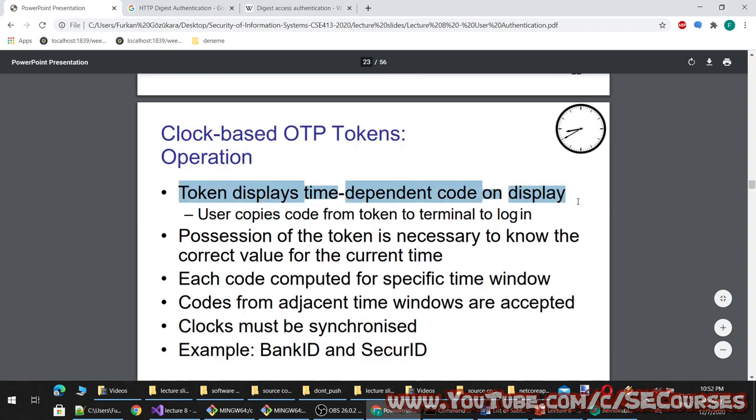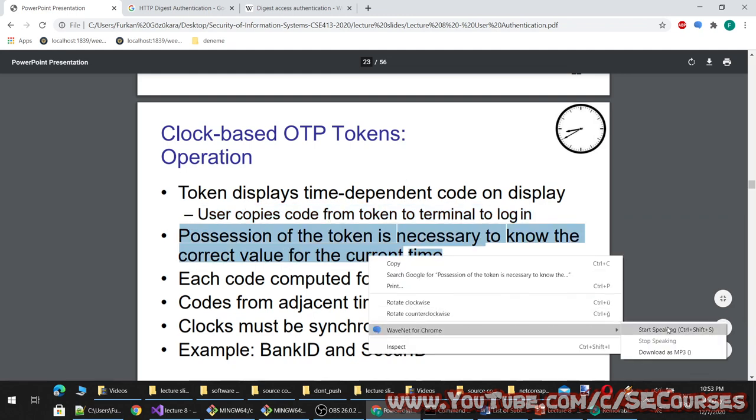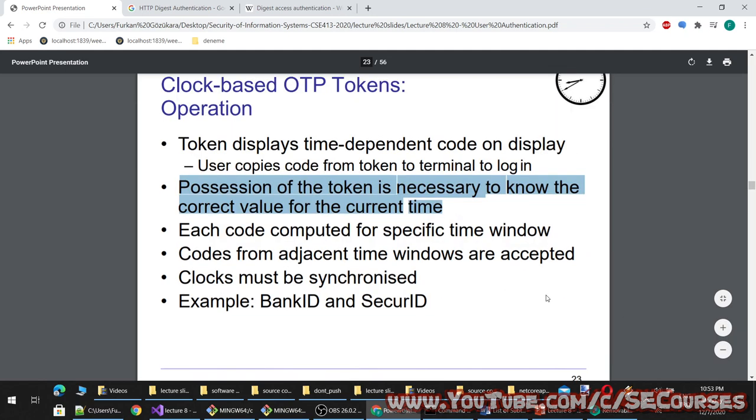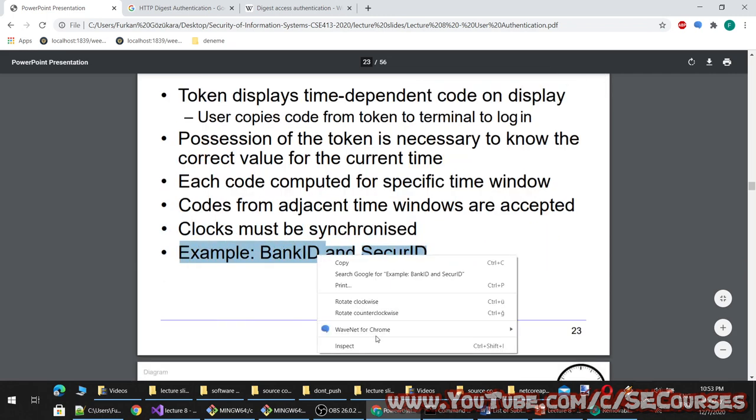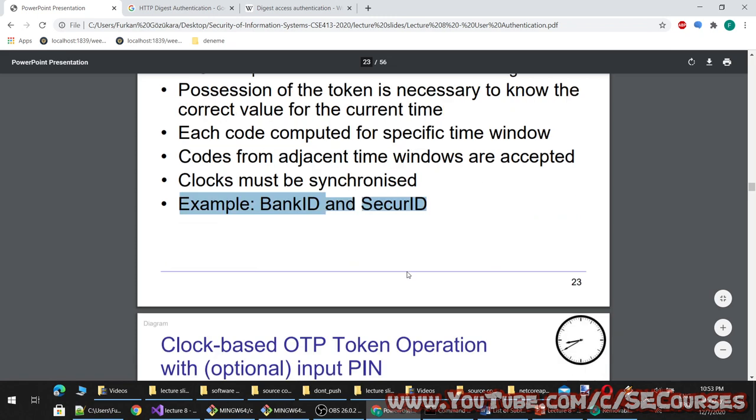Clock-based OTP tokens, operation. The token displays a time-dependent code on its display. The user copies the code from the token to the terminal to log in. Possession of the token is necessary to know the correct value for the current time. Each code is computed for a specific time window. OTPs from adjacent time windows are accepted. Clocks must be synchronized. Example, bank ID and SecurID.